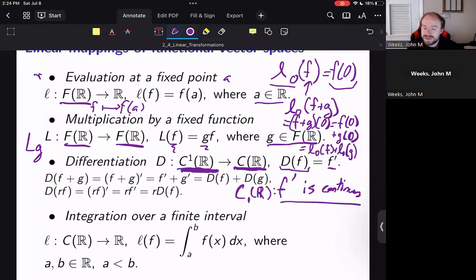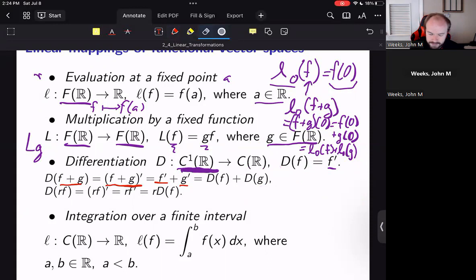F prime is continuous. We know that our range space is going to be the space of continuous functions because what we get out of the derivative function is a continuous function by our definition of our domain. You can check to see that the derivative is a linear mapping. We can take f plus g. If you take its derivative, then the derivative breaks up very nicely. And that's exactly what we get over here.